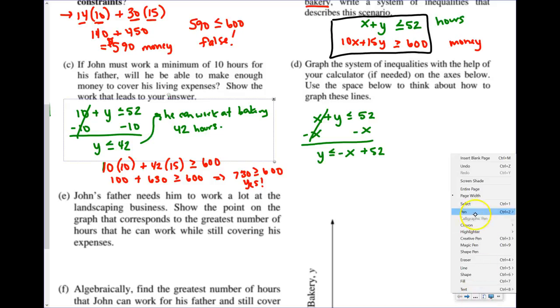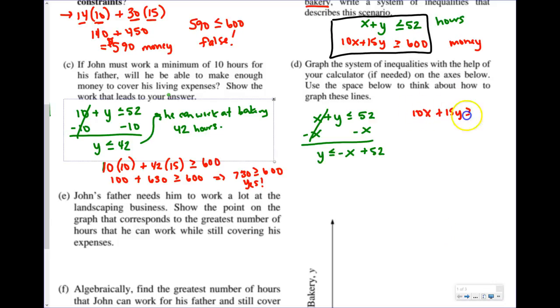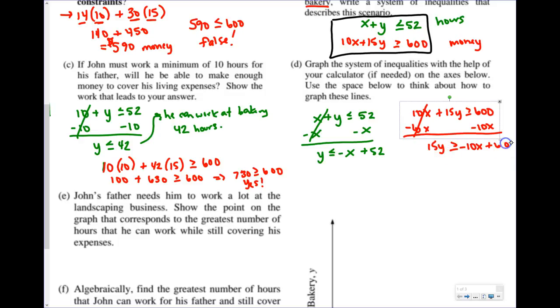Now I've got to do the same thing for the red. I'm going to have 10x plus 15y is greater than or equal to 600. Subtract the 10x. I get 15y is greater than or equal to negative 10x plus 600. And now I've got to divide both sides by 15 to get y by itself. And I end up with y is greater than or equal to negative 2 over 3x plus 40. So these are the two equations that I have to get onto my grid.